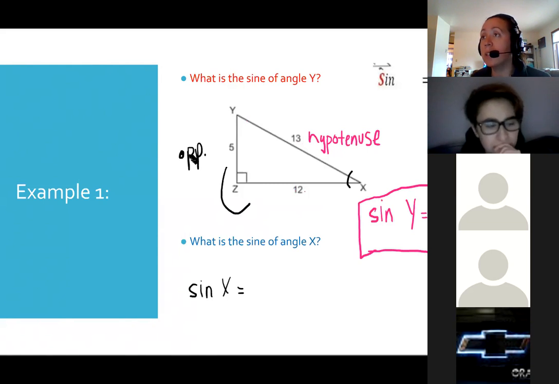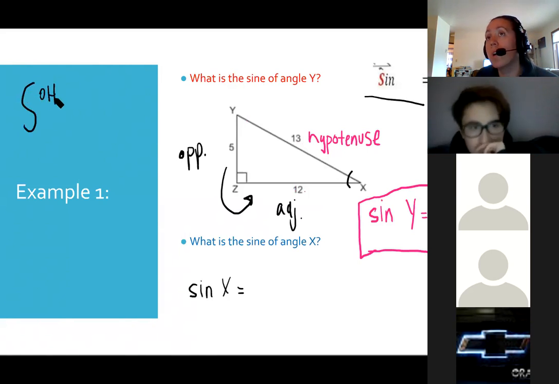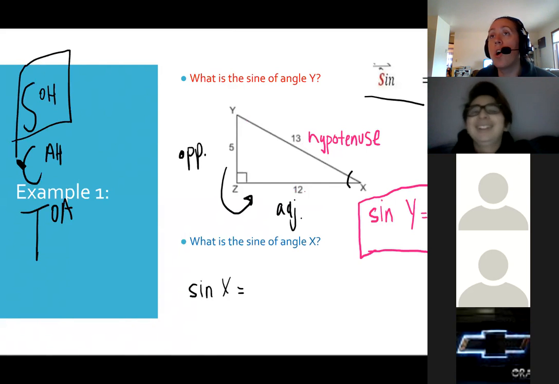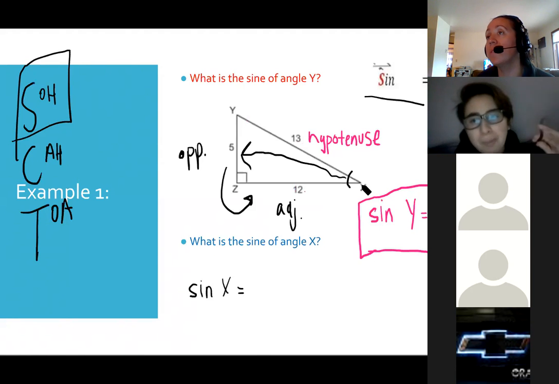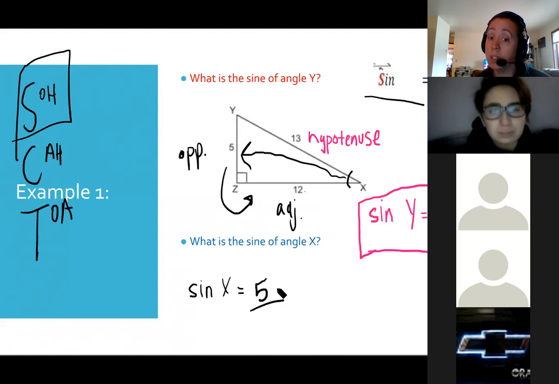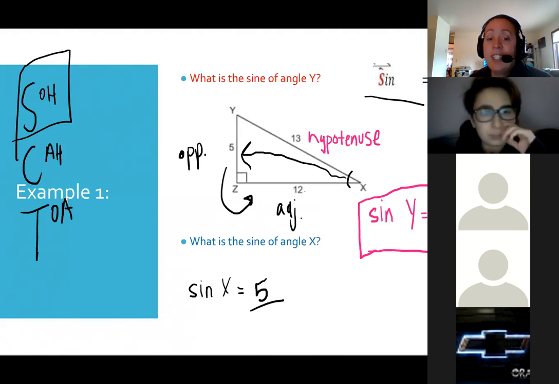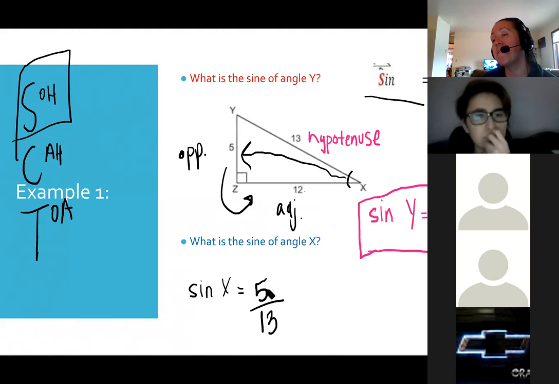And that means next to it is that adjacent. And let's say for a minute I forgot and it wasn't right here. Remember, we could write SOH CAH TOA. And then we're focusing on the SOH part. So the sine of angle x there, it's going to be the opposite side, which is 5, over the hypotenuse. It would be 5 out of 13. Yes. Very good. Sine of x is 5 out of 13.